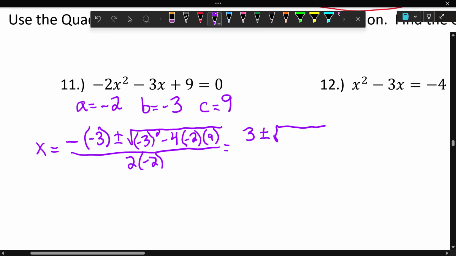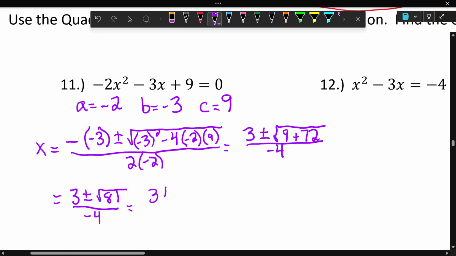Inside our radical, we get negative 3 squared, which is a positive 9. Negative 4 times negative 2 times 9 is a positive 72. And our denominator is 2 times negative 2. So we keep simplifying. The square root of 9 plus 72, of course, is 81, divided by negative 4. We can find the square root of 81. It is a perfect square. So let's find it. The square root of 81 is 9, still over negative 4.